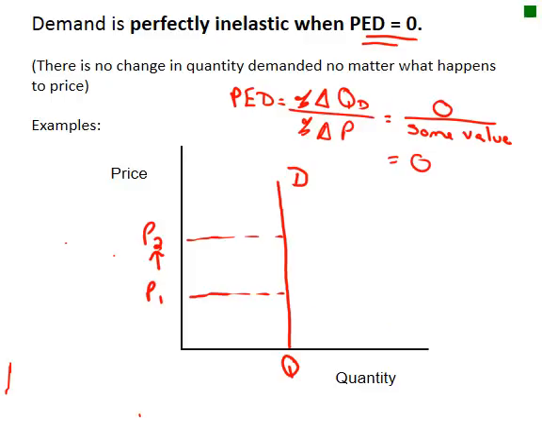Now demand is perfectly inelastic when PED equals 0. So there's no change in quantity demanded no matter what happens to price. So we're going to draw this as a straight up and down demand curve. This is our demand curve. And so as price changes, let's say from P1 to P2, we notice that it just stays at Q. There is no change at all to a change in price.